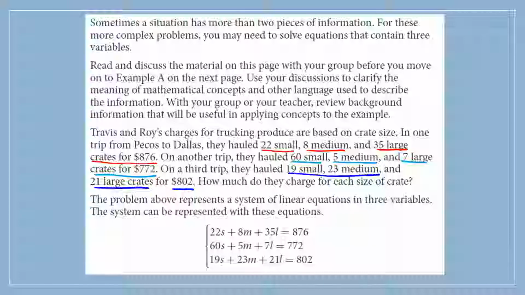So the problem above represents a system of linear equations in three variables. So we've got small, medium, and large crates, and we can represent them with these equations. This part probably won't be too hard for you to understand. So the red one had 22 smalls, 8 mediums, and 35 large, and it cost $876. And then the middle one had 60 small, 5 medium, and 7 large for $772. And then the third one had 19 small, 23 medium, and 21 large for $802. So we've got this system. We've got three variables, three equations, and we're going to learn how to solve that now.